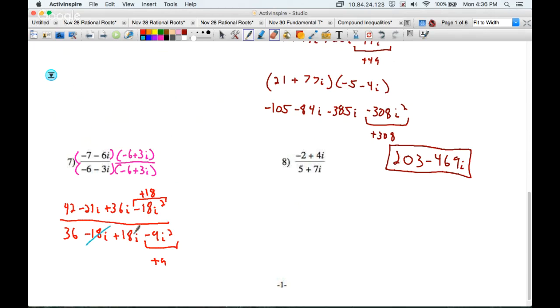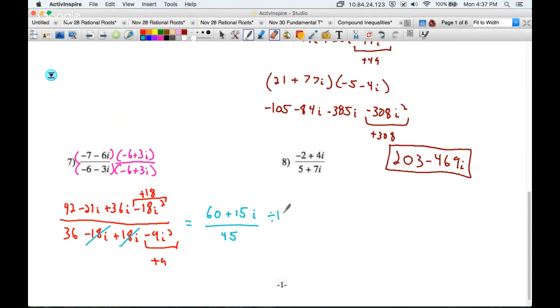And I'm going to go ahead and cancel out these terms that cancel. Next, I need to combine my like terms. 42 plus 18 is 60. 36 minus 21 is 15, so plus 15i. These have common factors, so there's a potential to simplify more. Let's see what we get on the bottom. 36 plus 9 is a 45.